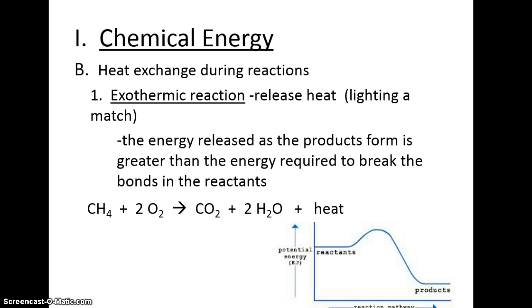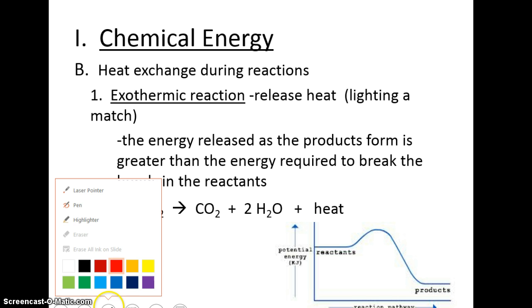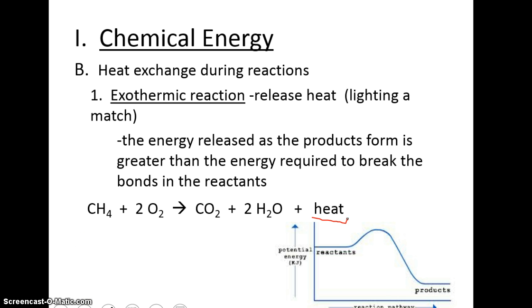An example of this would be a combustion reaction of methane, and heat is always written as a product when it is an exothermic reaction. This also shows exothermic. In this diagram below, as the reaction is going, the energy required to break the bonds is up here, and then as the reaction goes, you're releasing energy, and the amount of energy being released is this much. That is an exothermic reaction.